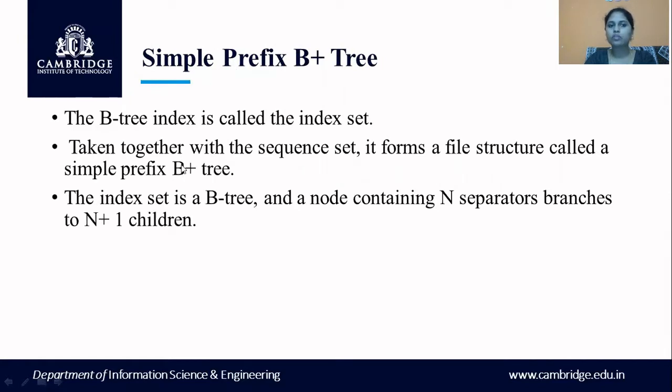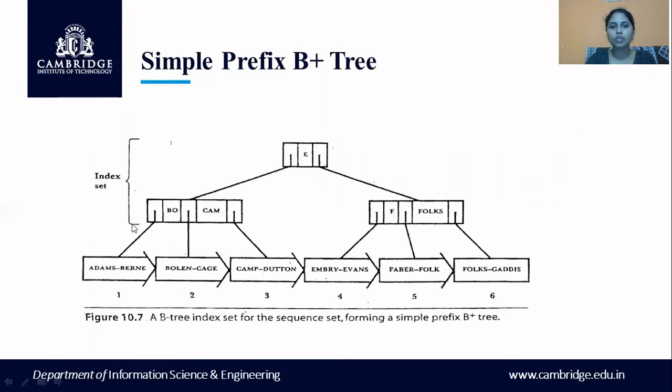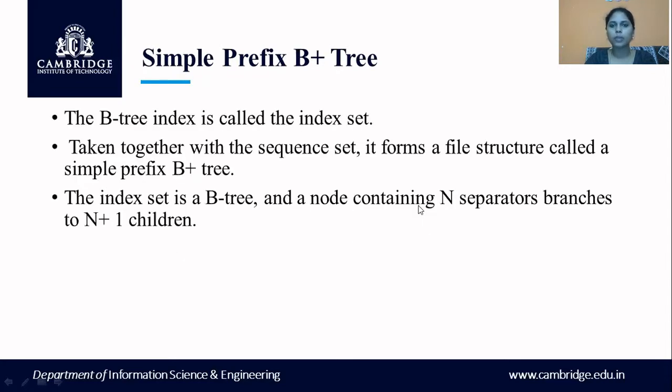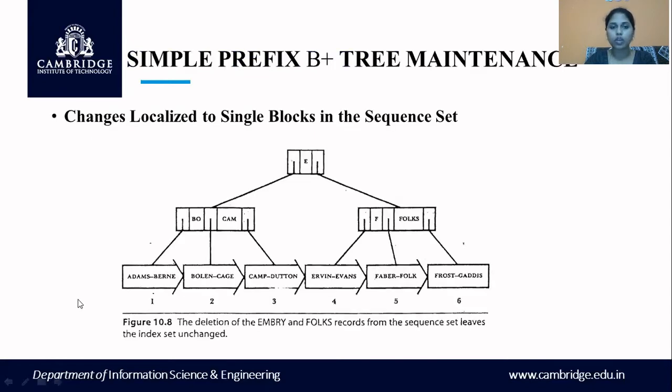Now, one property of the simple prefix B plus tree is given here. The index set is a B tree, and a node containing n separators branches to n plus 1 children. You can count the number of separators present here: 1, 2, 3, 4 and 5. So if a B tree contains n separators, here we have 5 separators, it is going to branch to n plus 1 children, that is 5 plus 1, that is 6 children. You can count the number of blocks present in the sequence set: 1, 2, 3, 4, 5 and 6.